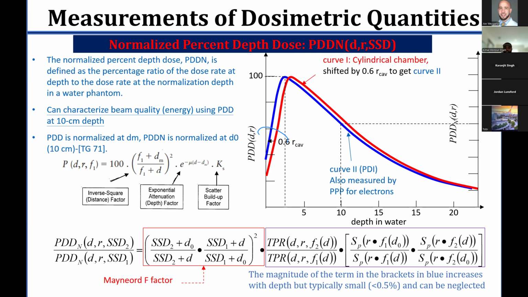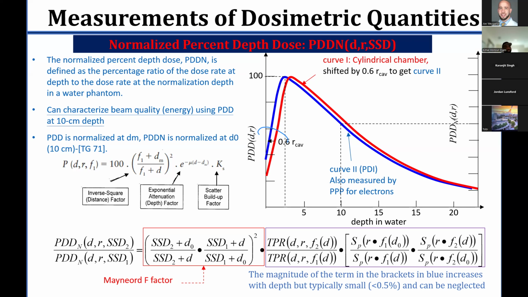This is not true for electrons. For electrons, this equivalence does not hold true. Why? Because as the electron beam loses energy, typically the electron beams lose energy more significantly with depth. The consequence is that the stopping power for electrons significantly varies with depth, which necessitates a correction to convert the depth ionization curve for electrons into an accurate depth dose curve. Now, keep in mind, without these corrections, errors of about 3 to 5% may be introduced in the PDDs at the reference depth.